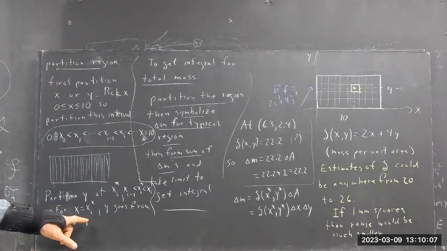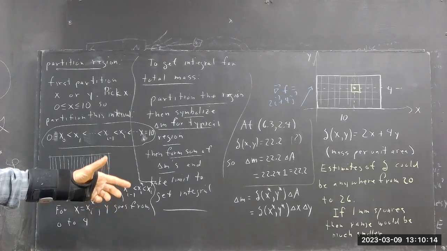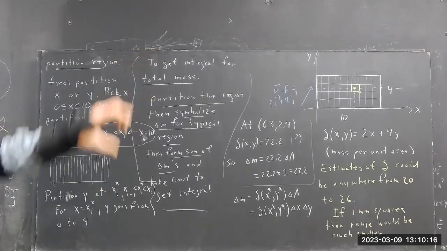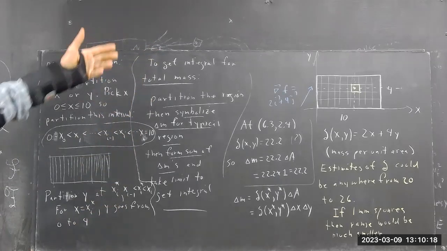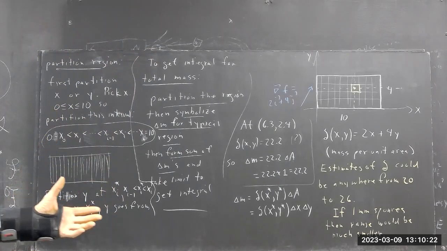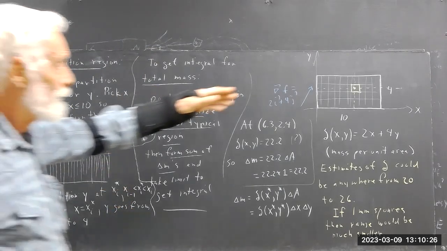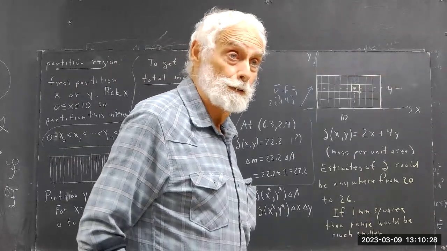Well, for X equals Xi star, Y goes from 0 to 4 within the region. Okay. Y values from 0 to 4 are all in the region. And any Y value that isn't between 0 and 4 doesn't give you a point in the region. That's an important thing to understand when this thing is no longer a rectangle.